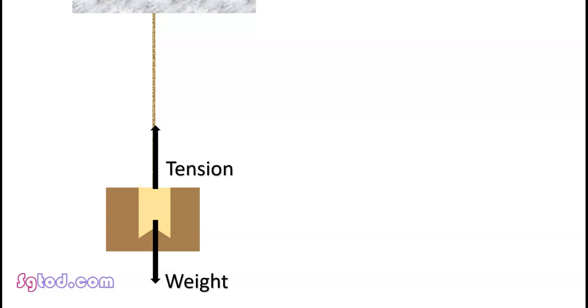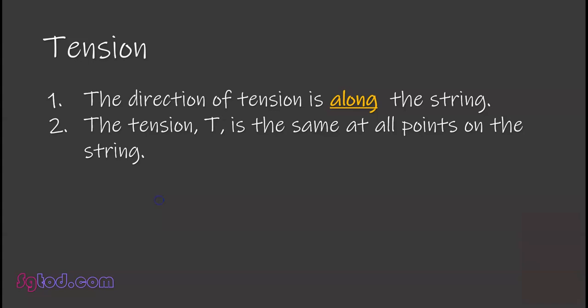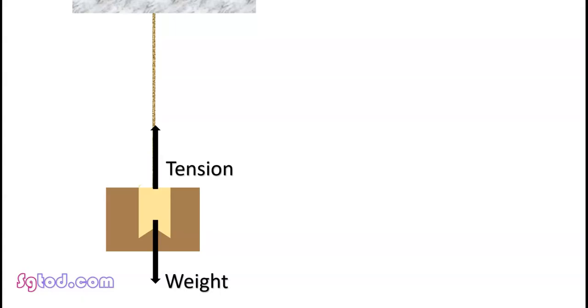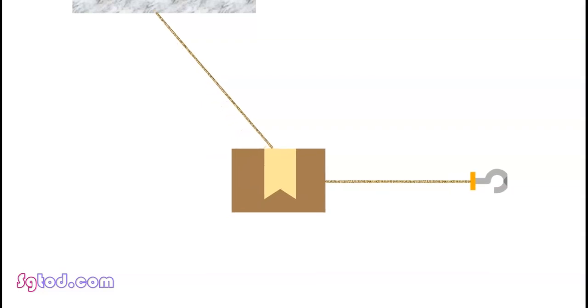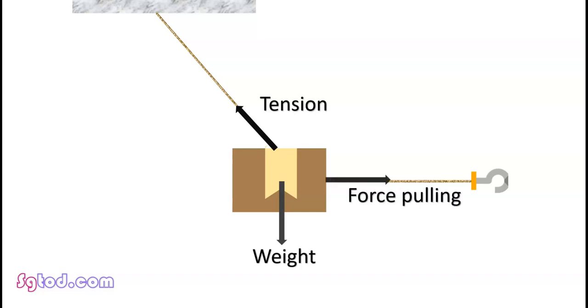Note that the direction of tension is always along the string. Also, the tension is the same at all points on the string. If you pull the box with a third force and hold it there, there are actually three forces: the weight, the tension along the string, and the pulling force.